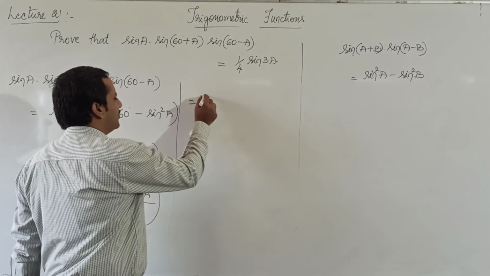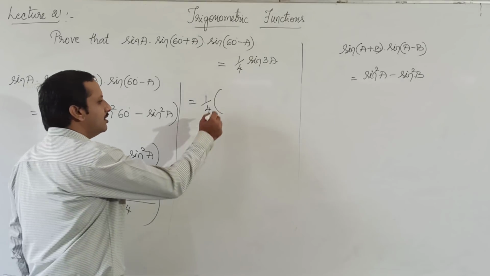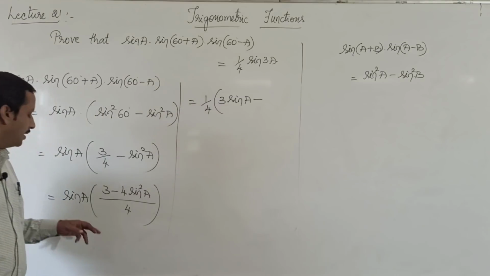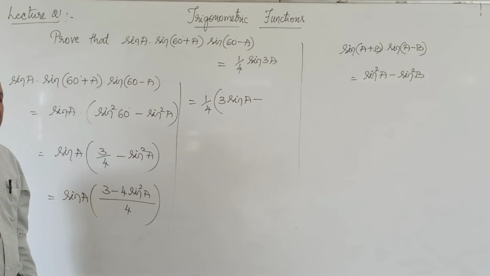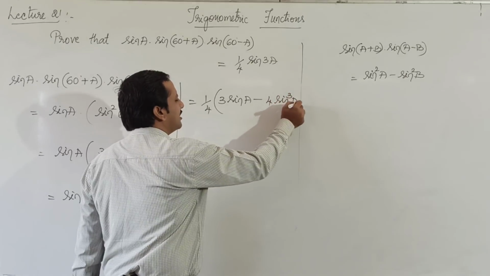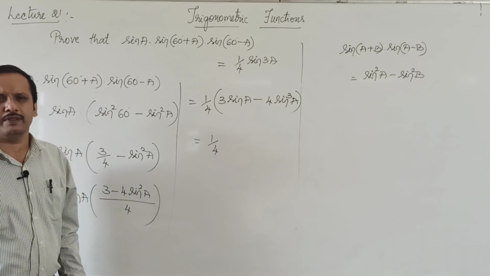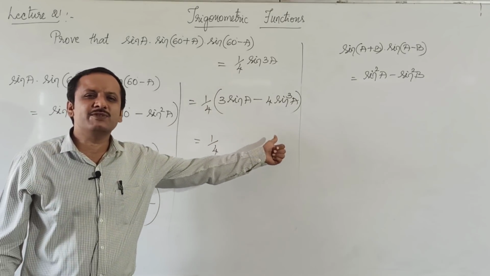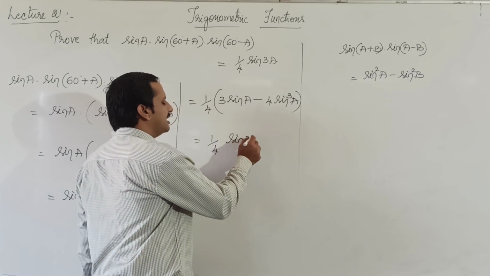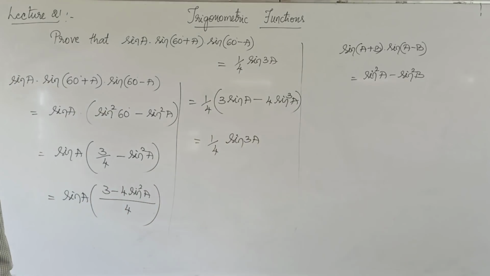So that's equal to 1 by 4 into, take that sin A inside, sin A into 3, it will become 3 sin A minus sin A into 4 sin square A. Sin A into 4 sin square A is equal to 4 sin cube A. Then look at this, 3 sin A minus 4 sin cube A is equal to sin 3A. That's what we want, 1 by 4 sin 3A.